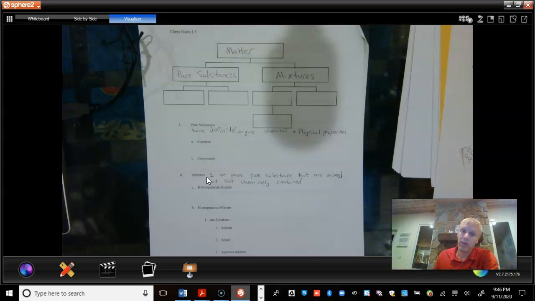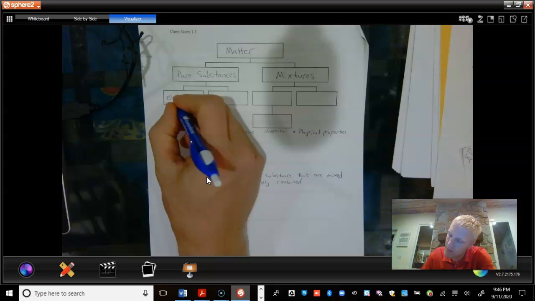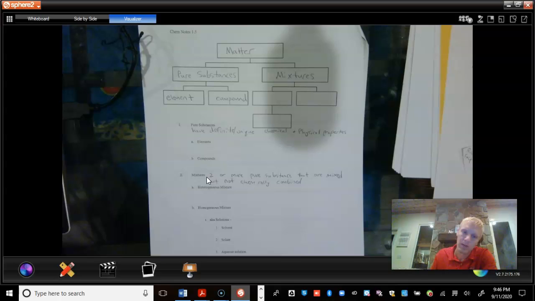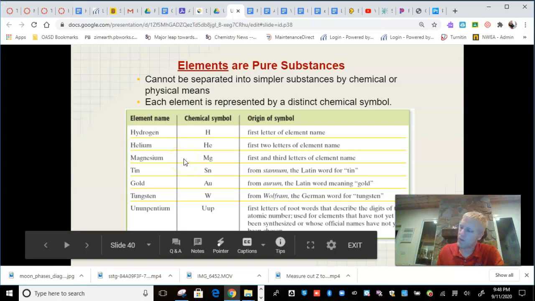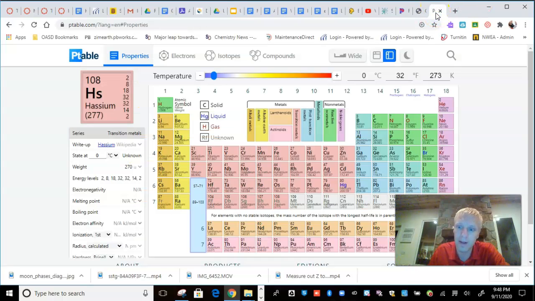All right, so let's focus on pure substances. There's 2 types. There's element, and there's compound. All right, so an element is a pure substance, and it is found on the periodic table. There are 118 of those elements. So here's a periodic table right here.